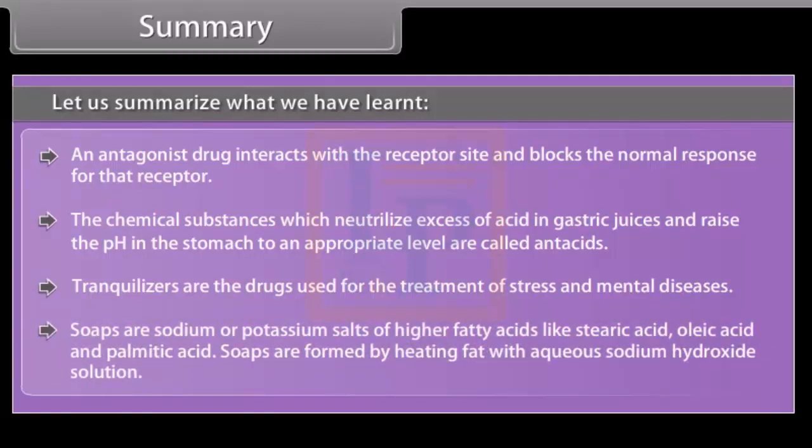Soaps are sodium or potassium salts of higher fatty acids like stearic acid, oleic acid, and palmitic acid. Soaps are formed by heating fat with aqueous sodium hydroxide solution.